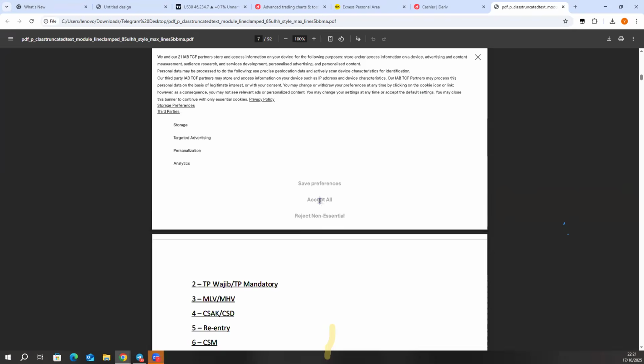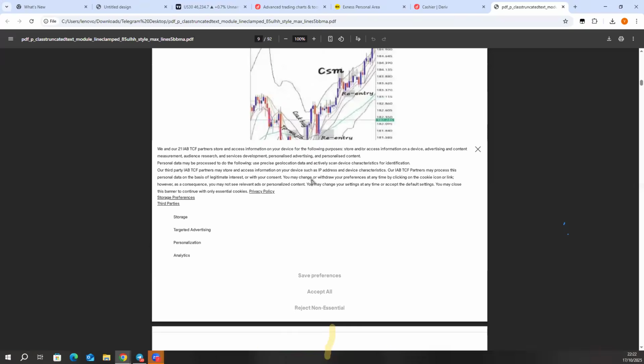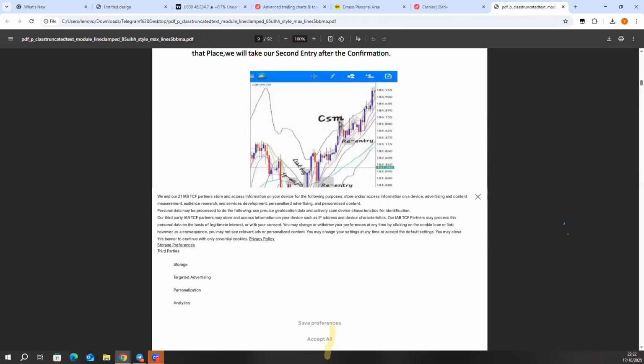These are BBMA PDFs that show you everything. MLV, this is entry, this is CSM, momentum candlestick. Most of these abbreviations are not in English. They are simply in the Malaysian language. So that's why most of the time they always use CSM, CSAK, and all those terms.